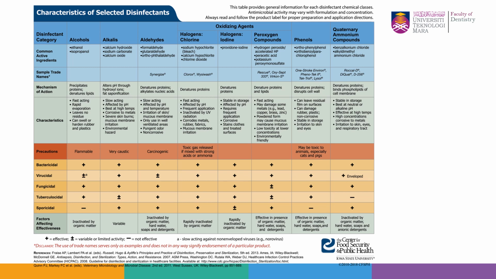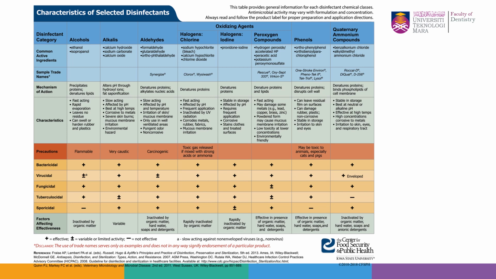The one that I just mentioned to you on the previous slide was alcohol. So they use isopropanol or even ethanol. The mechanism of action for the alcohol is to denature the lipids and precipitate proteins. So it is fast acting, rapid evaporation, leaves no residue, and can swell or harden rubber and plastic. So it's not good to be used with plastic, or with your gloves. All right, so you cannot use hand rub while you are wearing gloves.